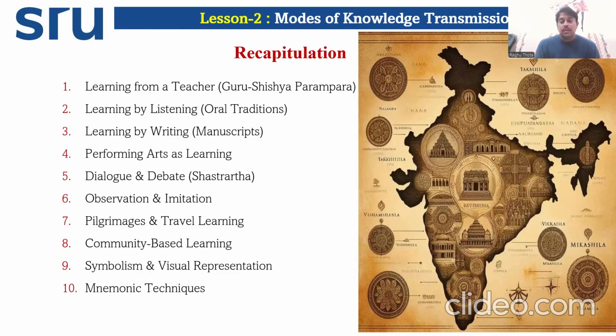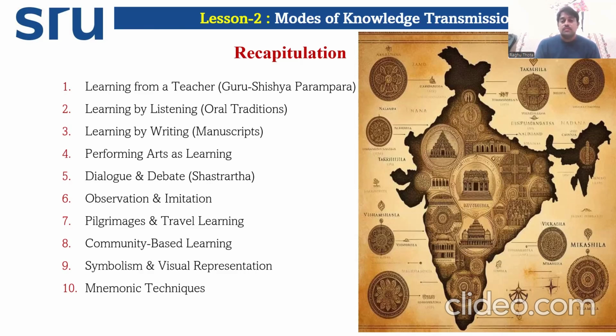Pilgrimages and travel learning. There were many ancestors who were very interested in going to different places in the name of pilgrimages, so that they could share their culture and knowledge among different people, and different cultures could be understood by each other. Not only that, whatever knowledge they had, they transmitted to the different people they met. Travel is one of the best ways of transmitting knowledge in ancient times.